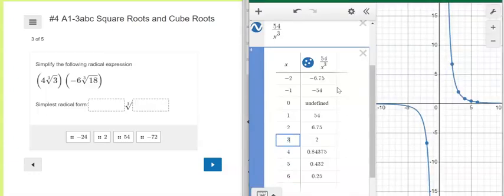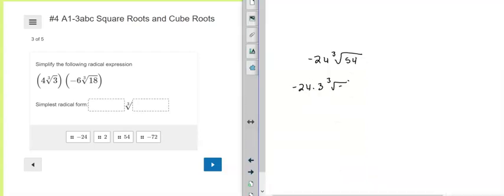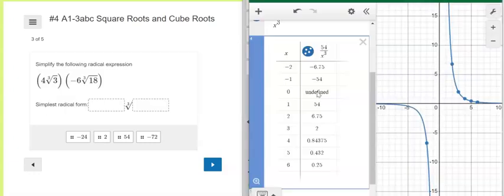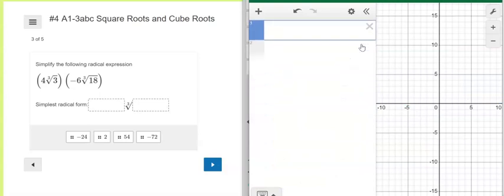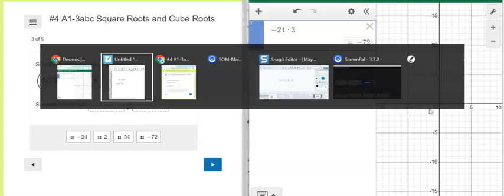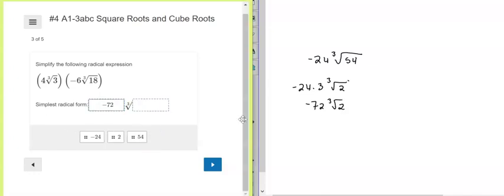I'm looking at these two numbers. And then 2 on the inside. And then here I have negative 24 times 3, which is negative 72. Cube root of 2. That's what that is.